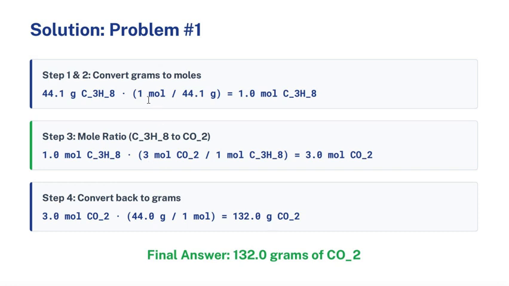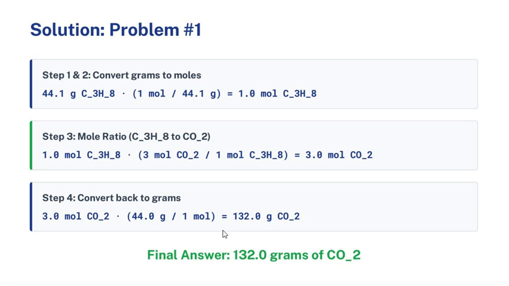And the answer is step 1, you have to convert the grams into moles. So since you have 1 mole per 44.1, you have exactly 1 mole. And then you use the mole ratio, 1 times 3 over 1. That gives you 3, and then you convert back to grams, and that's 132.